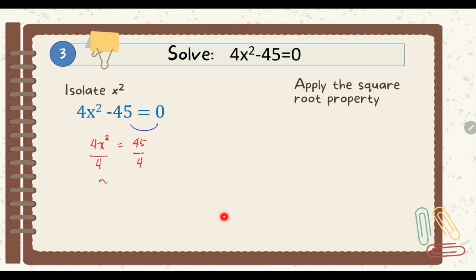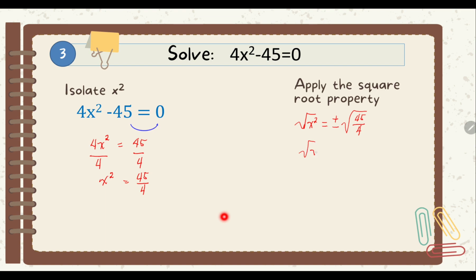4 divided by 4, we get an x squared. And then on the other side, we cannot divide 45 exactly by 4. Thus, we write it simply as 45 fourths. We apply the square root property. We take the square root of both sides, and we have the square root of x squared is equal to, do not forget, the positive and negative square root of 45 divided by 4.